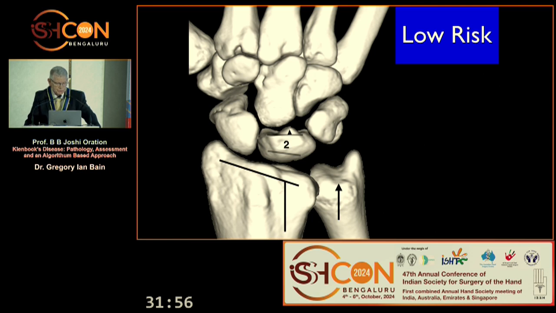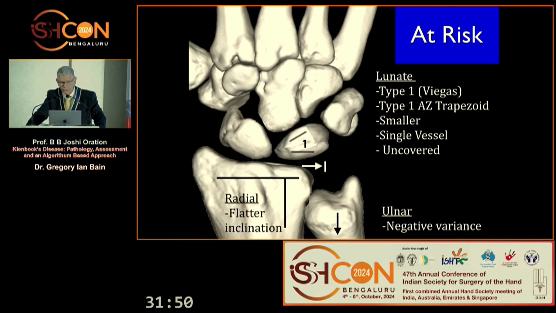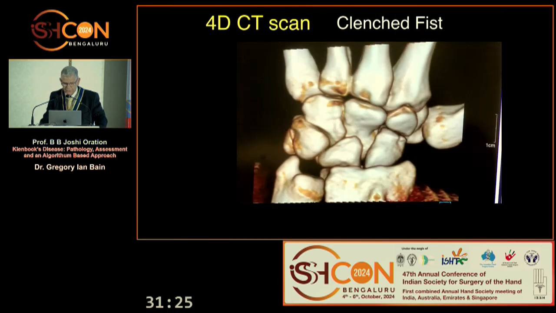And this fundamental principle is the basic science model of Kienbock's disease. You will know from the literature there are a number of factors that are thought to be associated with a low risk of Kienbock's disease. However, if you've got a type 1 lunate, which is like 90%, a trapezoidal lunate, it's smaller, a single vessel, or it's uncovered, which means that more of the lunate is sitting out on the ulnar side of the radius. Those patients are more likely to have Kienbock's, negative ulnar variance, and a flatter radial inclination. The Japanese authors have described there are some cases where there's increased radial inclination.